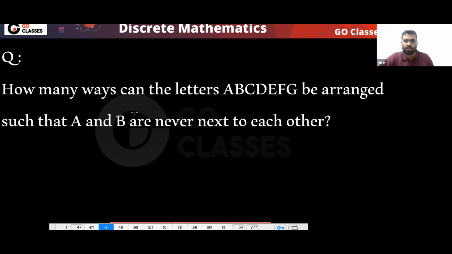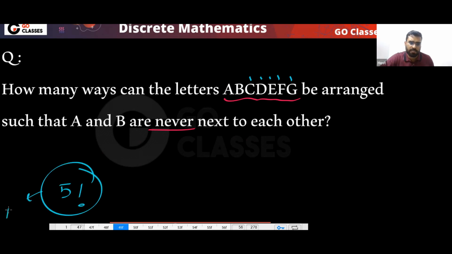Next, what is the answer for this? How many ways can A, B, C, D, E, F, G be arranged such that A, B are never next to each other? Means they are never together. So what we do? Arrange the remaining people. How many remaining people? 1, 2, 3, 4, 5. So arrange 5 people in 5 factorial ways. This is for the remaining.